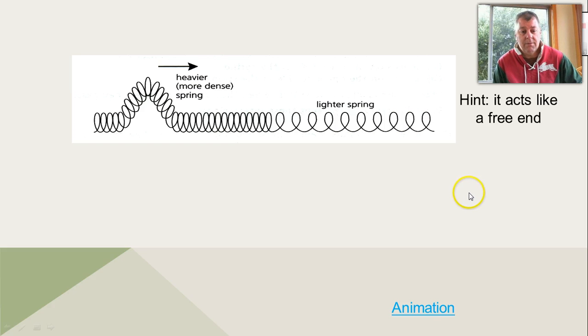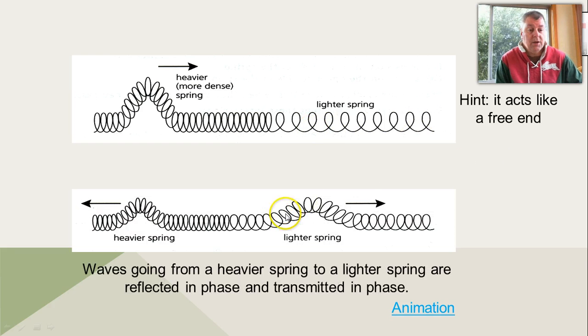Now what's happening here? Anything? Right. Here we're going from a heavy spring to a light spring. Now this acts more like a free end. And so here we only have a small amount of pulse reflected. Now notice that the wavelength here is considerably longer than it was here, so we've actually had some transition happening, but this is reflected, and we're saying going from a heavy spring to a lighter spring, pulses are reflected in phase and transmitted in phase.